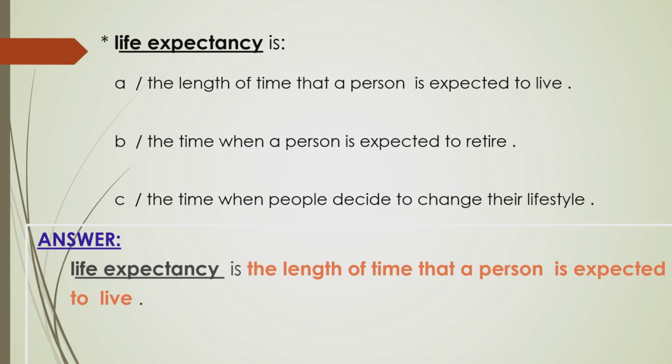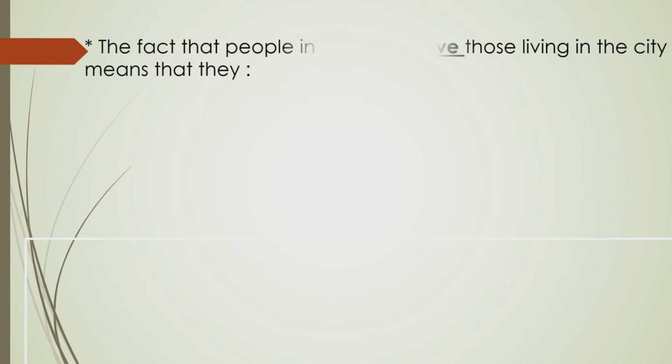Life expectancy is the length of time that a person is expected to live. And if we focus on this very word here, expectancy, you all know the verb to expect. So I don't think we can get really misled by this noun. So the expression, as you have noticed, has this definition, the length of time that a person is expected to live.